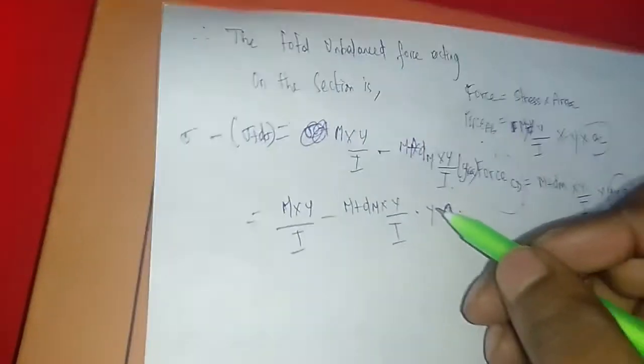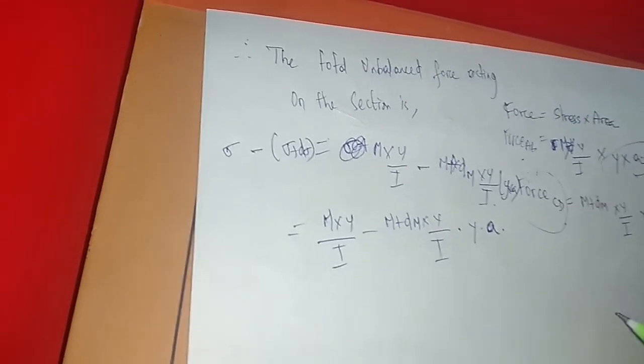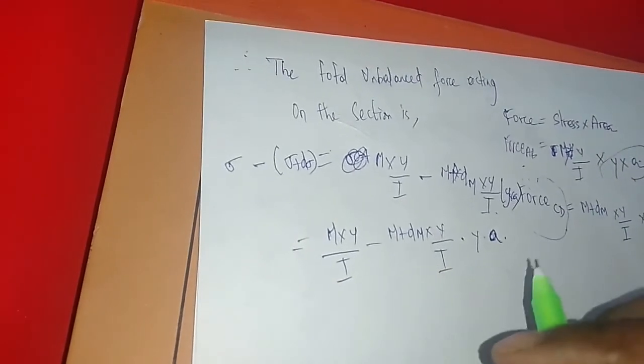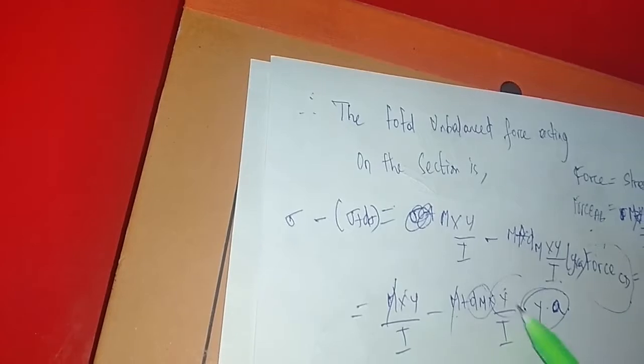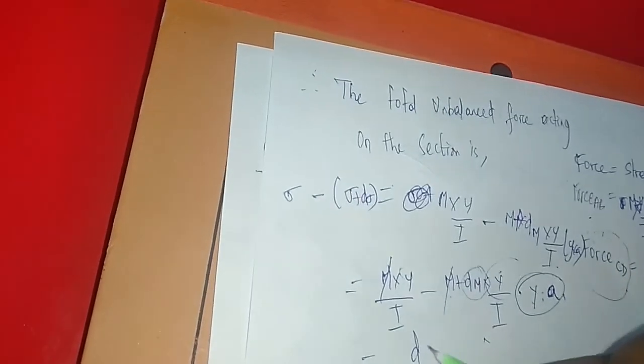It will become like this. Okay, so we can see immediately what will happen. This m and this m will be cancelled. Yes, this y, all this y is common. Okay, so we can take it in a common manner. Only dm will be there and y into A will be there and I will be there. So this equation will become dm by I into y into A.